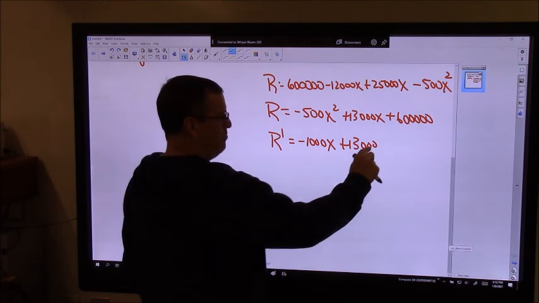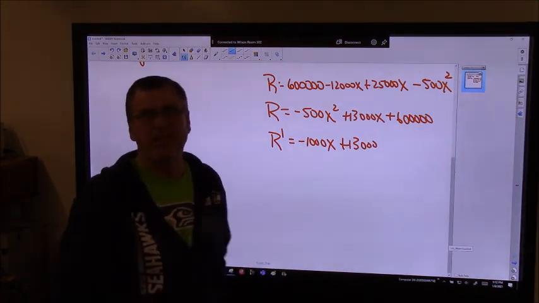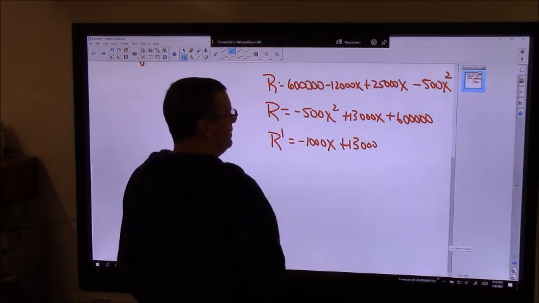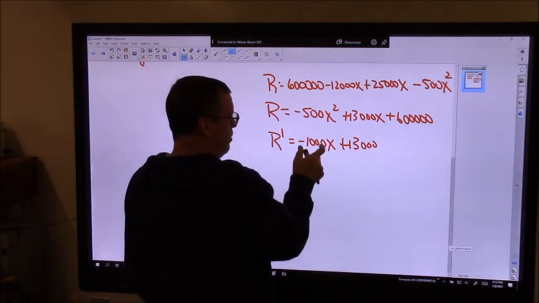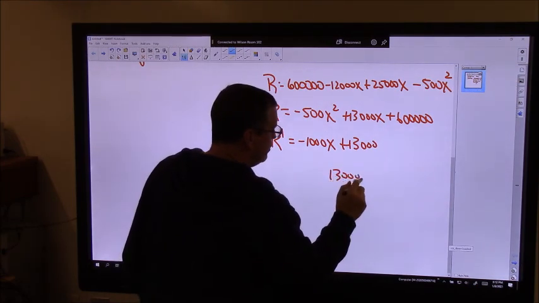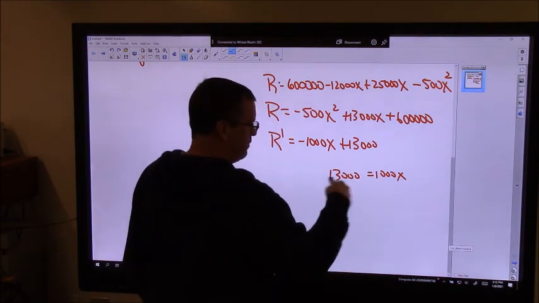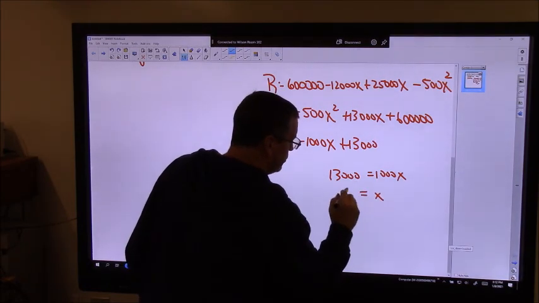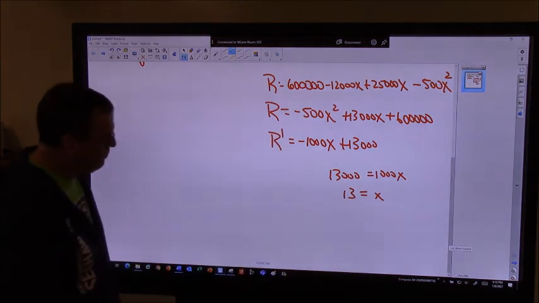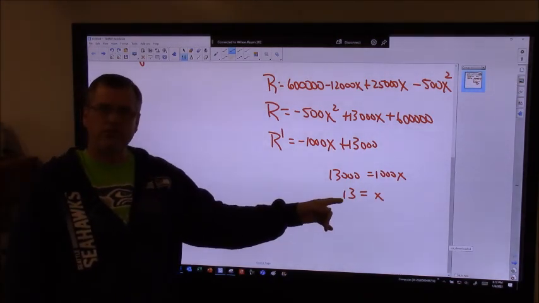Right? So remember, I don't like the idea of just writing equals 0, but people get lazy, they do that. If that said equals 0, I would move this to the other side and it would become positive. So I'd have 13,000 equals 1,000x, and then I divide by 1,000 and I get x equals 13. So does that mean I'm going to charge $13 for a string of lights?